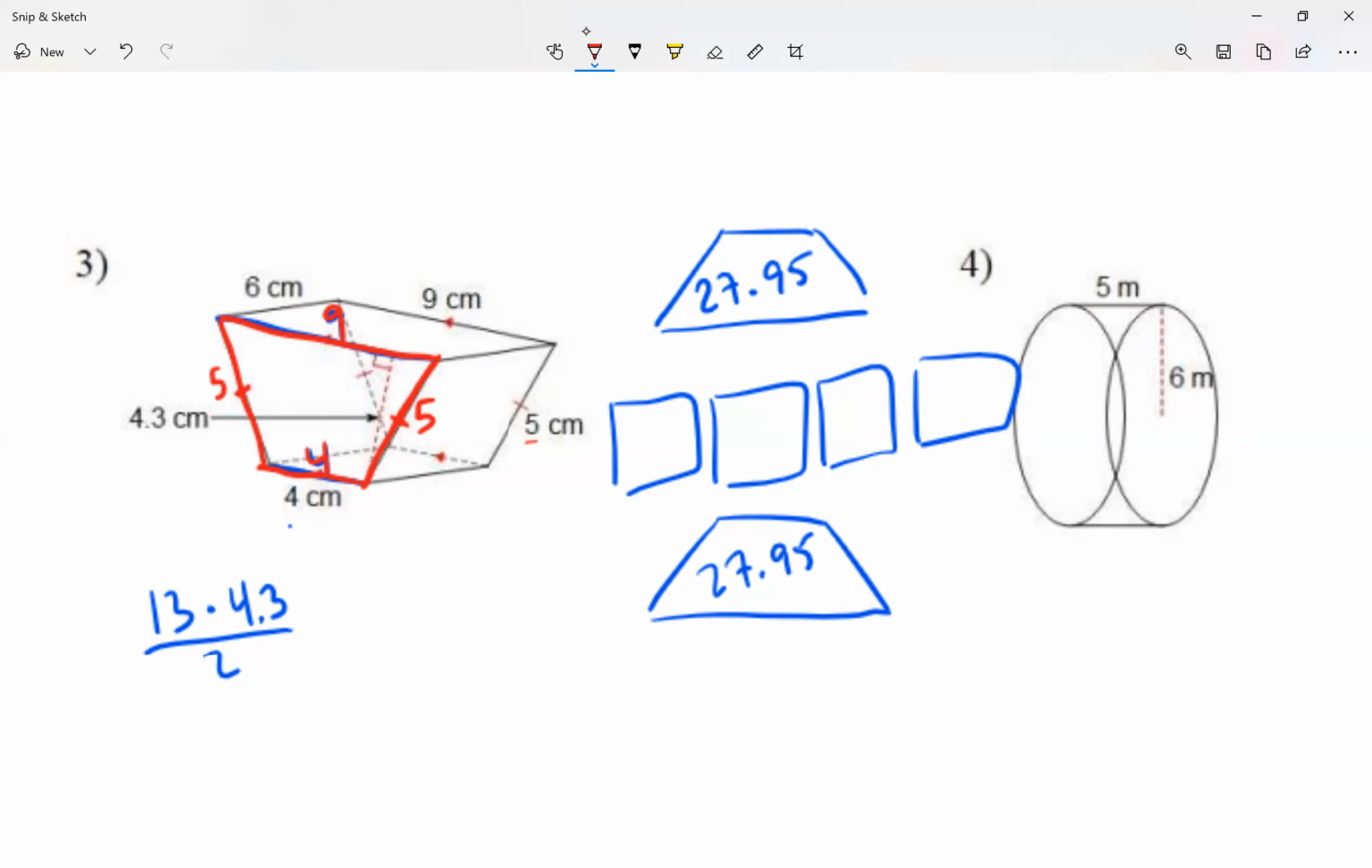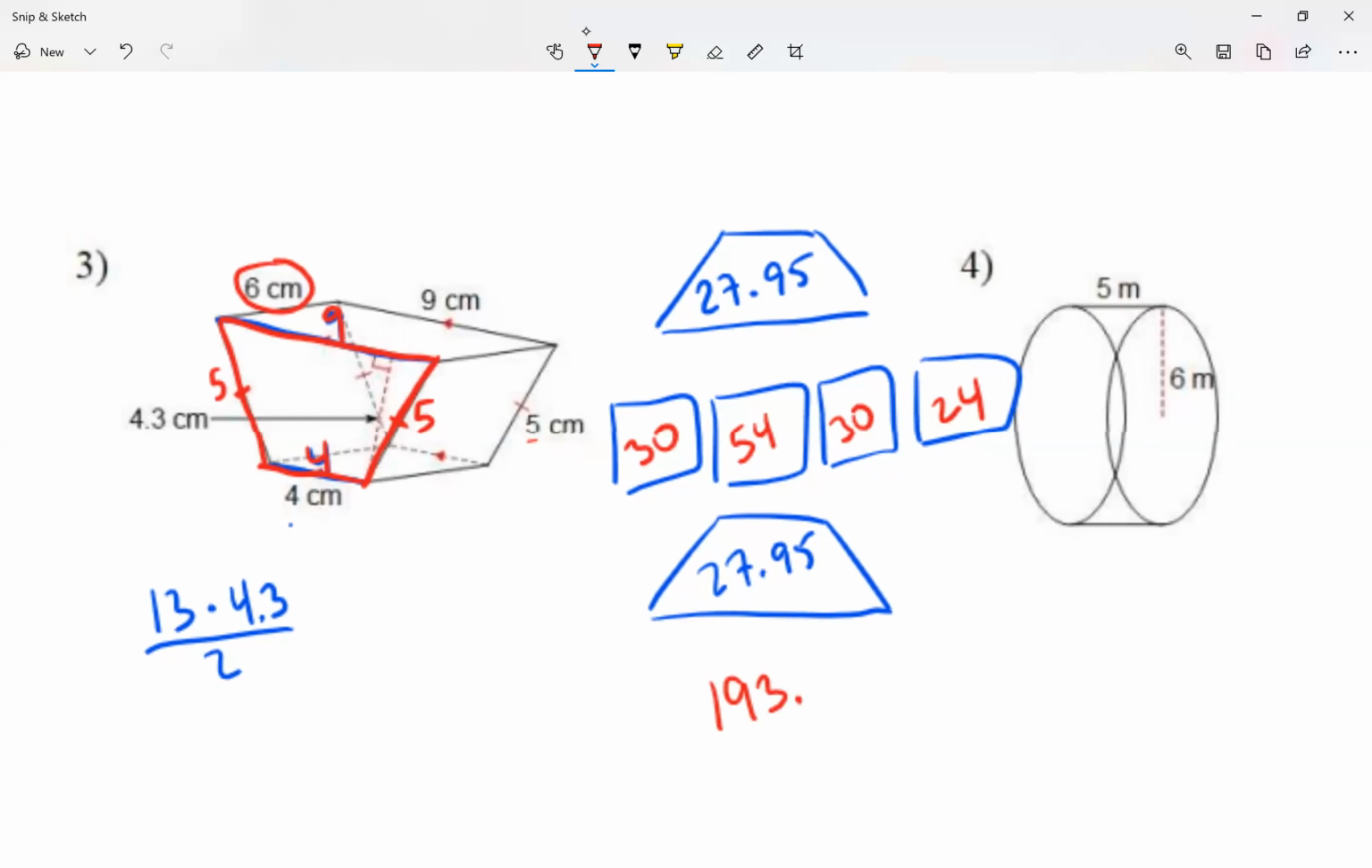Let me see the number that has nothing to do with my base. In this case, 6. So I'm going to multiply 6 times each side of the base. So 6 times 5, 6 times 9, 6 times 5, and 6 times 4. Right? 6 times each side of the base. And then I'm just going to add everything. According to my calculator, I have 193.9.